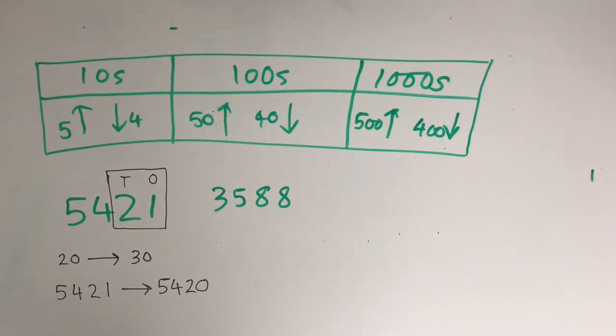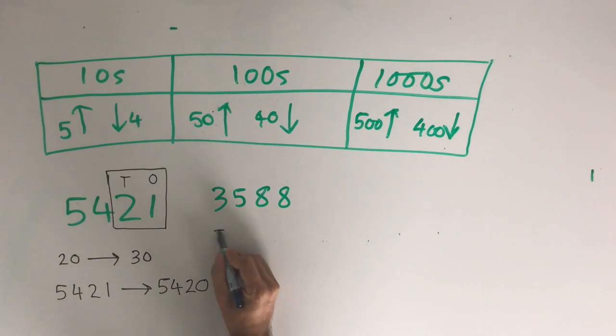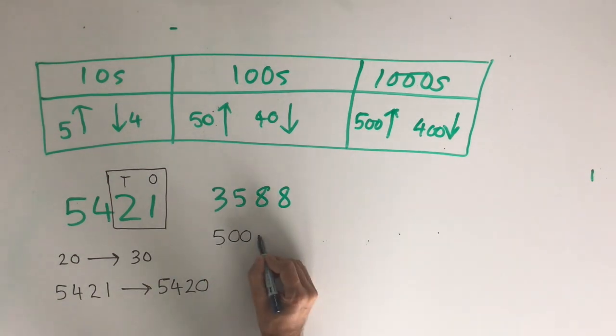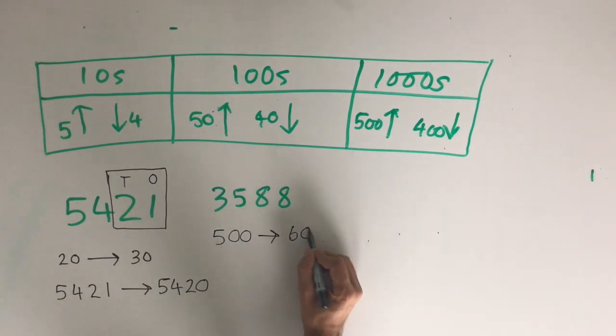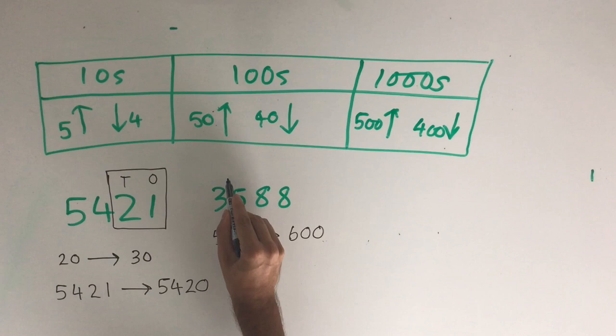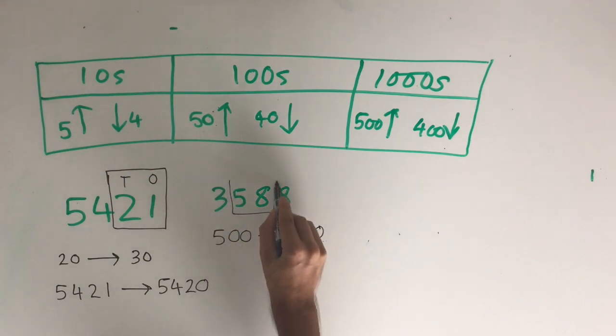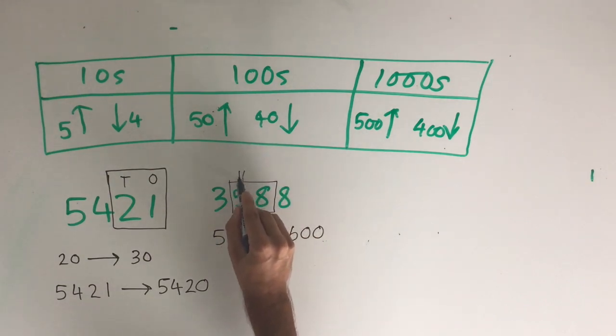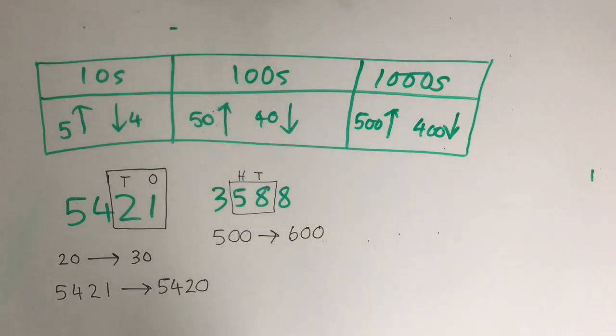Now let's take a look at rounding to the nearest 100. You can see here we've got 3,588. When you round to the nearest 100, you need to know how many hundreds you've got and how many hundreds will come next. So we've got 500 and our next 100 will be 600. When rounded to the nearest 100, you need to just concentrate on the hundreds and the tens.